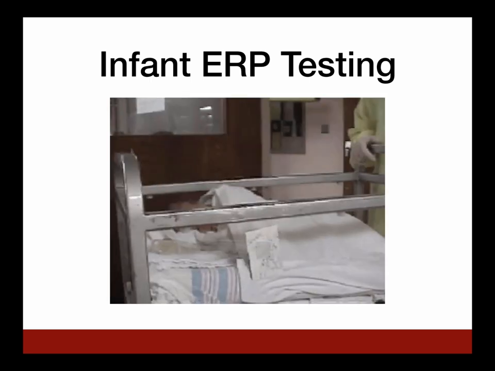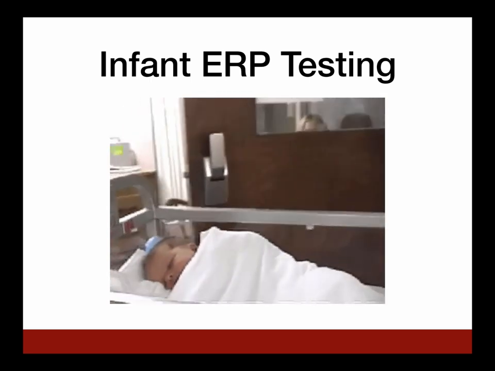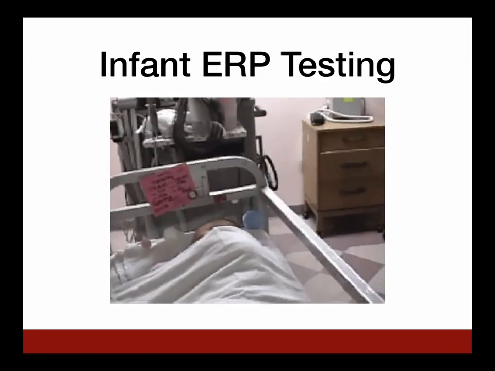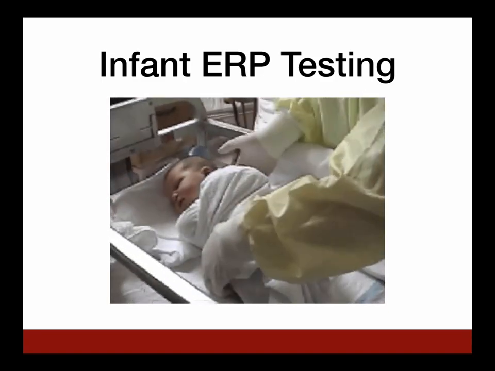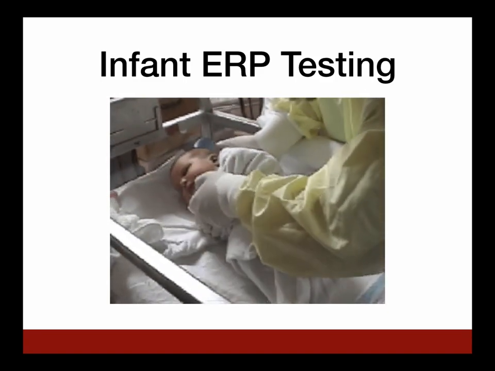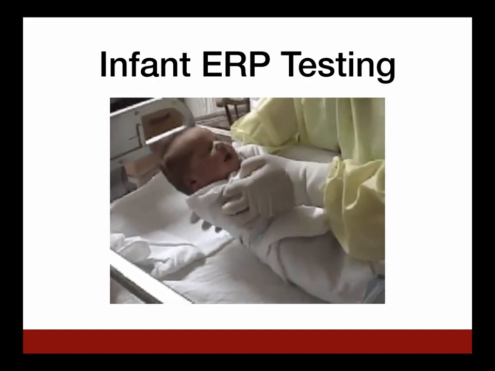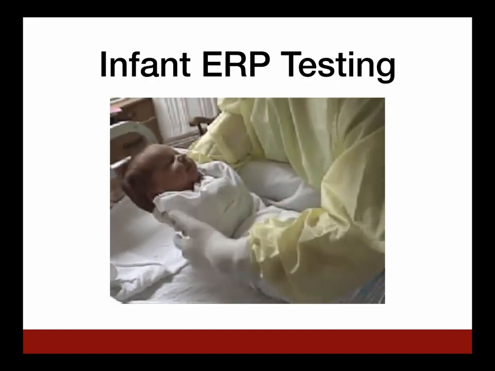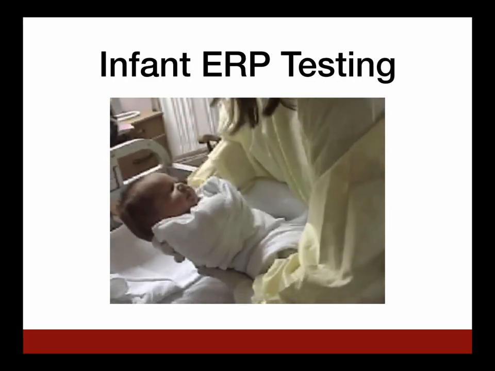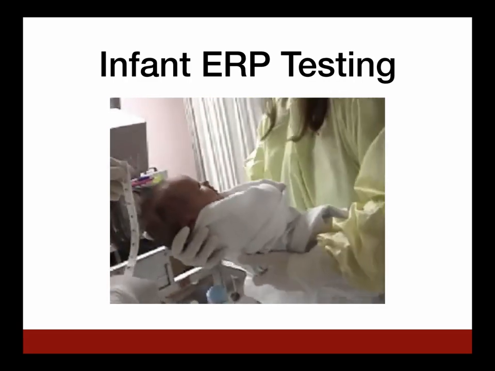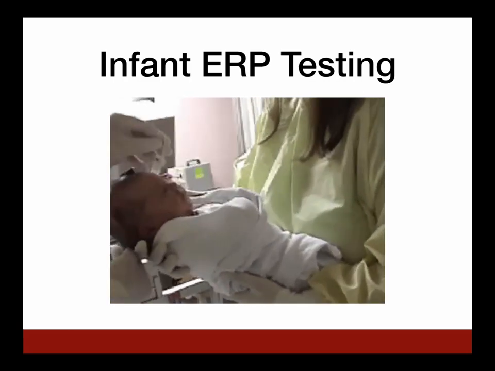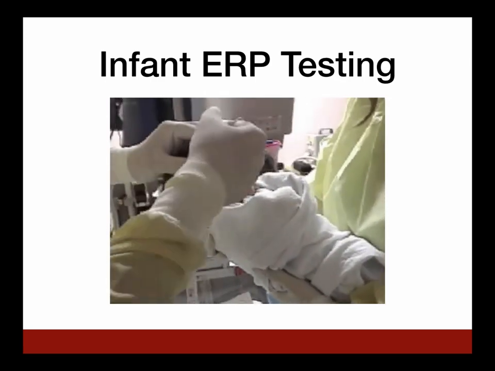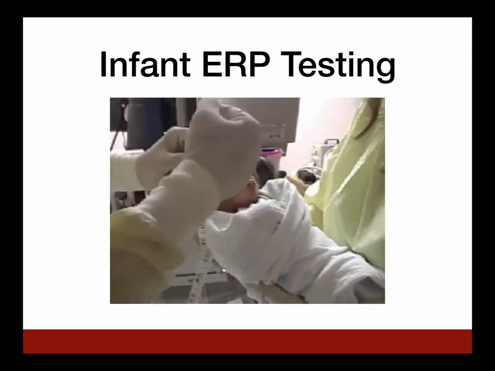Just as a demonstration, here is a newborn that we're sneaking up on in the hospital. We, of course, obviously get parents' permission before we do this, but this baby is about 24 hours old. Get them young, so they say. The first thing that we do is we measure the head circumference so that we can pick out the right net size to use.